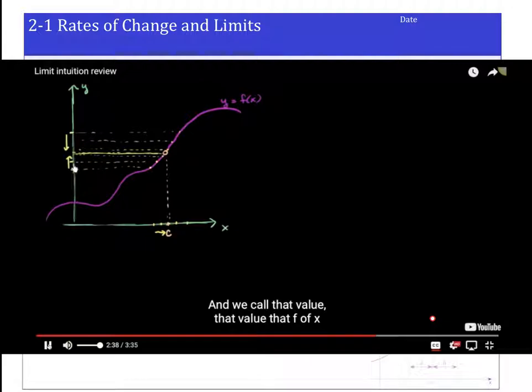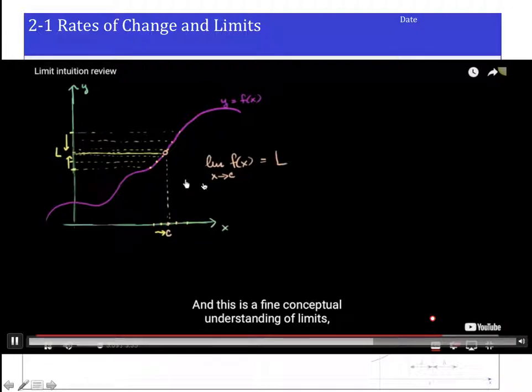And we call that value that f of x seems to be approaching as x approaches c, we call that value L, or the limit. We don't have to call it L all the time, but it's referred to as the limit. And the way that we would write that mathematically is we would say the limit of f of x as x approaches c is equal to L. And this is a fine conceptual understanding of limits, and it really will take you pretty far, and you're ready to progress and start thinking about taking a lot of limits.